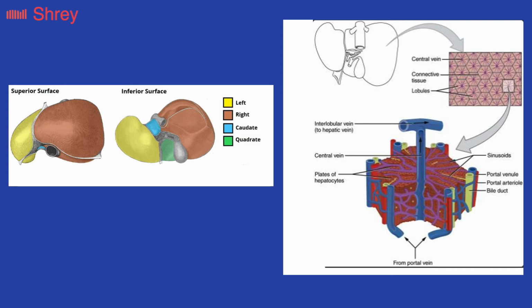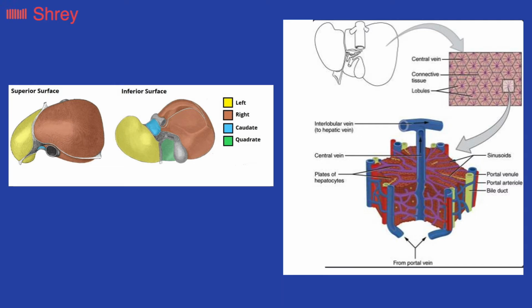The portal vein is the main supplier to the hepatocytes. The blood from it drains into the central vein of the lobule mentioned earlier, and into the hepatic vein, and then into the inferior vena cava, and then into the heart to be recirculated. In terms of the nervous system, the liver is innervated by the hepatic plexus.